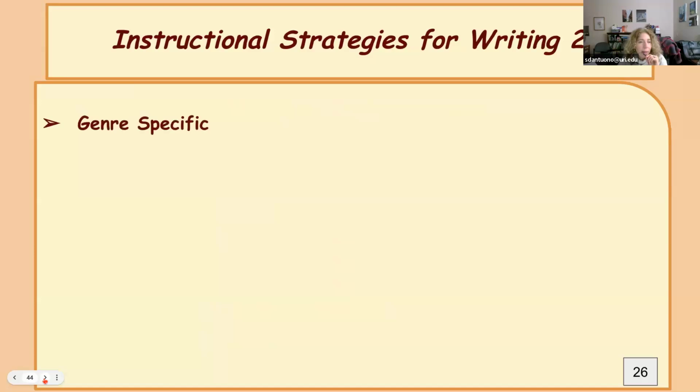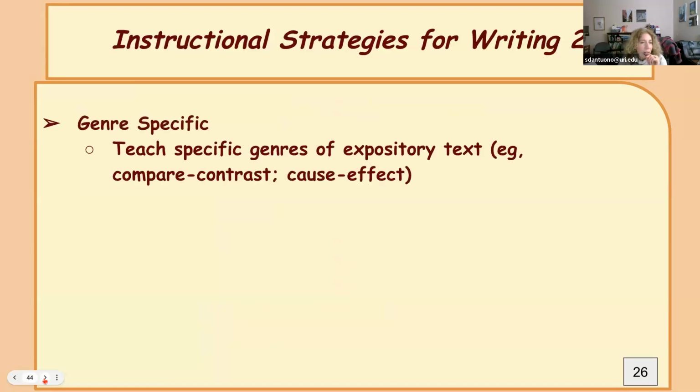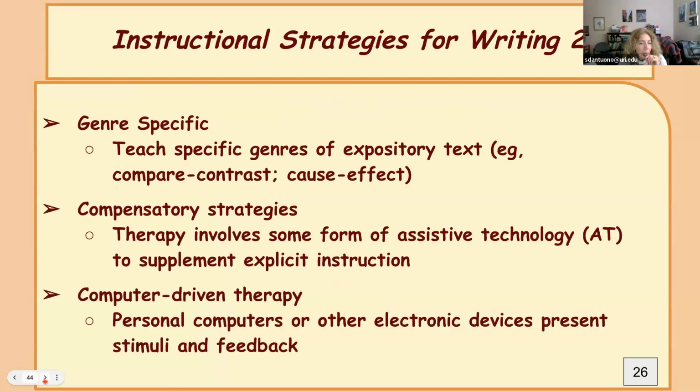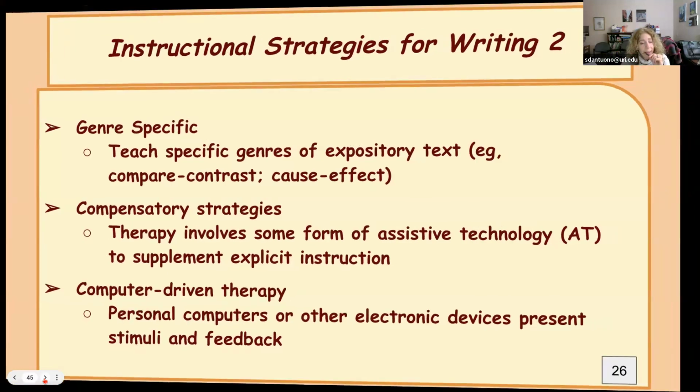Okay. So this is about teaching by genre of expository text, like compare, contrast, cause, effect. Teaching compensatory strategies. Maybe they need some assistive technology to supplement explicit instruction. And then the computer-driven therapy, personal computers or other electronic devices present stimuli and feedback. They also can do, what's the program? It actually can read to them while they're typing so they know if they're making mistakes. It can read to them if they can't read it themselves. The child can speak it if they can't type it, and it'll type up what they say.